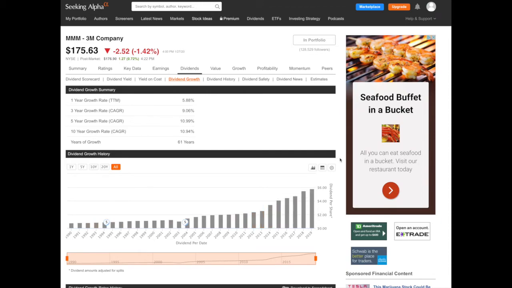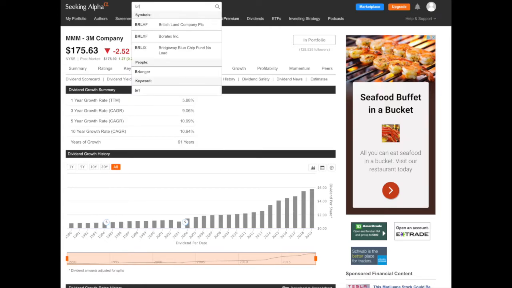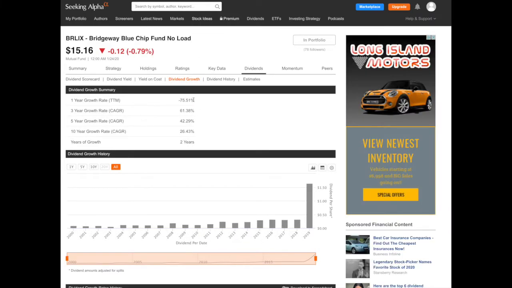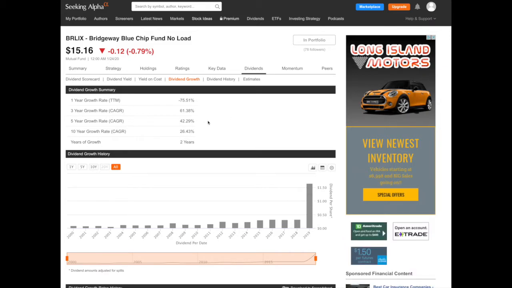I like to use the 3-year growth rate just because I think it's a happy medium between 1 and 5, and so that's what I chose to use for this exercise. One quick note, I did exclude my mutual fund, BRLIX, from the overall holdings, because if you look at their growth rates, it's really funky. Down 75% this year, up 61% over 3-year average, etc.